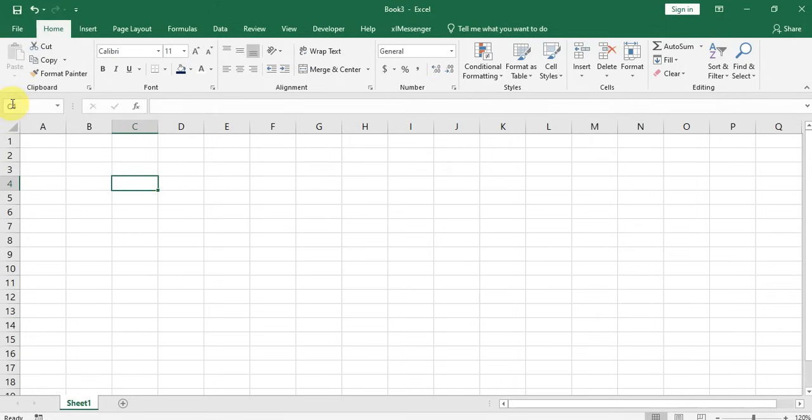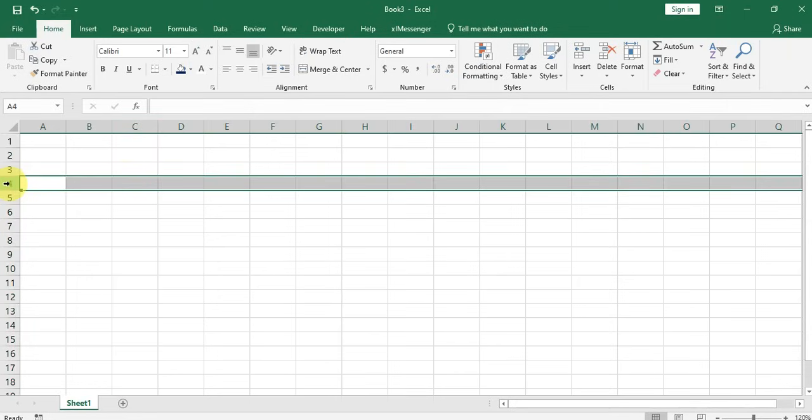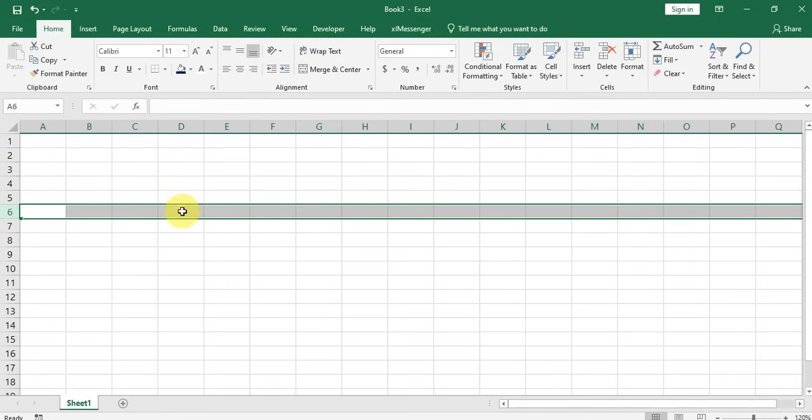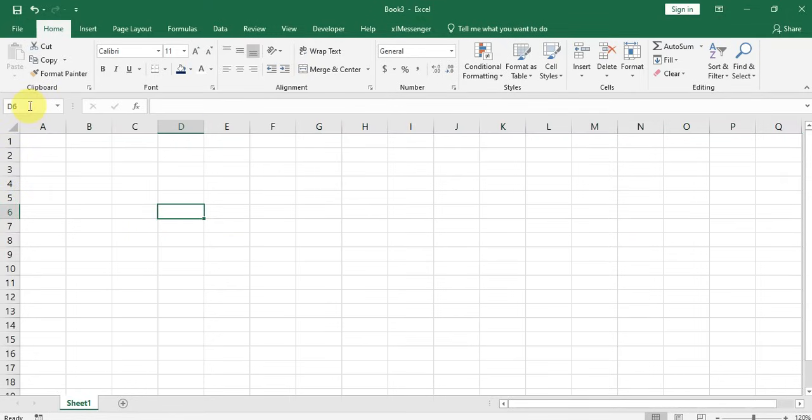Now look here. This is column C, and this is row 4. Now I want to attach them together, so I'll click here. Now look here, you will see what? C4. The cell name is C4. Now this is column D. This is row 6. If I click here, the cell name becomes what? D6. Let me do another example here. This is column F. This is row what? 10. If I click here, the cell becomes F10.